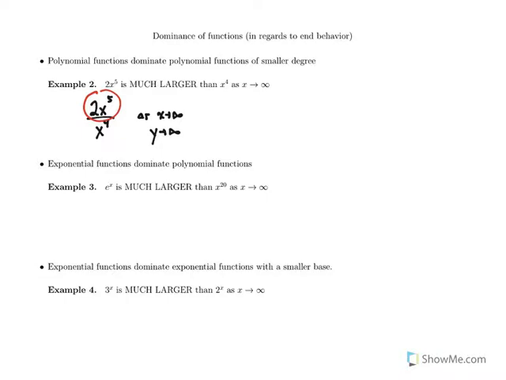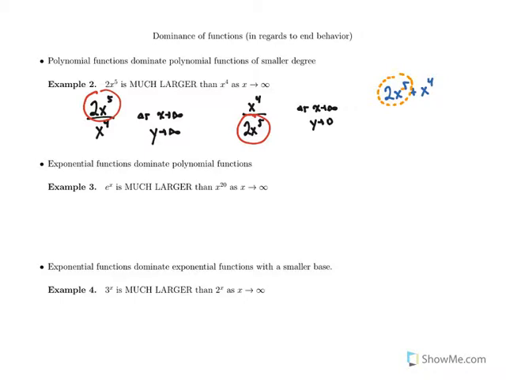Or for instance, if I have x to the 4th over 2x to the 5th, I know as x goes to infinity, y is going to go to 0 because the 2x to the 5th will dominate. Another way to think about it is if you have a function like 2x to the 5th plus x to the 4th, the x to the 4th won't really make a difference. You can look at just 2x to the 5th to answer some questions about end behavior as well.